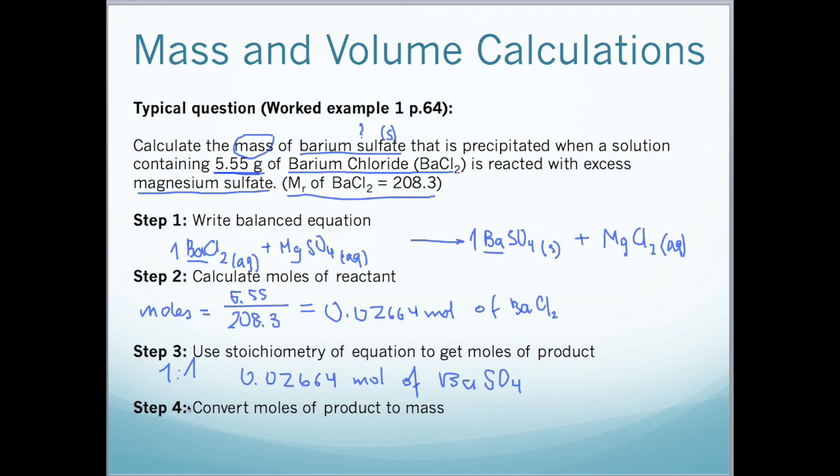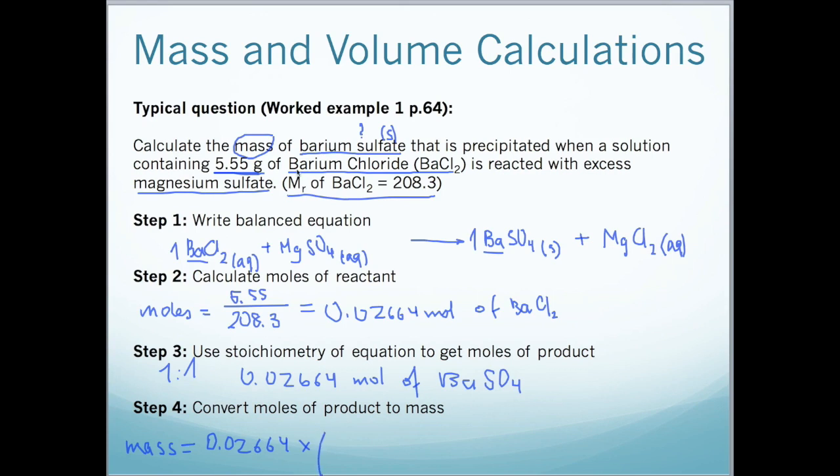So then step 4, in order to get the mass, again using the triangle from the previous page, we need to multiply moles by the molar mass. So the moles of barium sulfate we already know, which is 0.02664, and we multiply that by the molar mass.